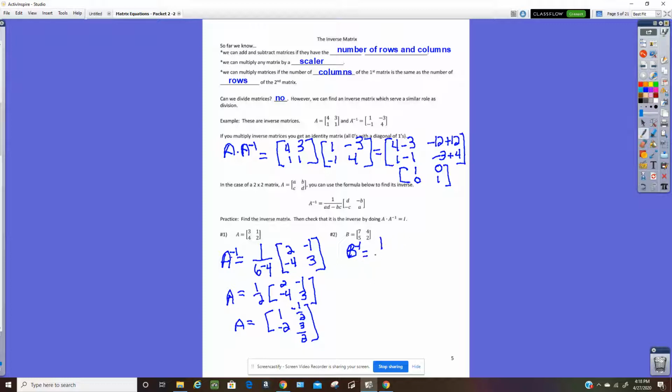And then the inverse of B is 1 over 14 minus 20. That's the determinant. And then switch these two entries, the 2 and the 7, and then the opposite of the other two entries.